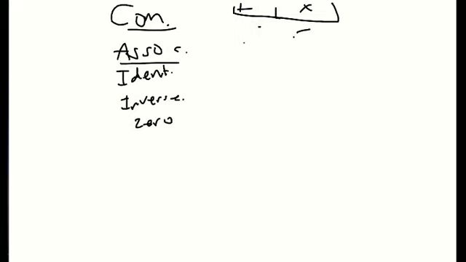Associative property, basically you can put parentheses around each addend, or you can put parentheses around each factor. It doesn't matter what order, doesn't matter which ones, you will always get the same answer. Identity property of addition means if you add 0 to any number, you're always going to get that number. If you multiply by 1 to any number, you're always going to get that number.